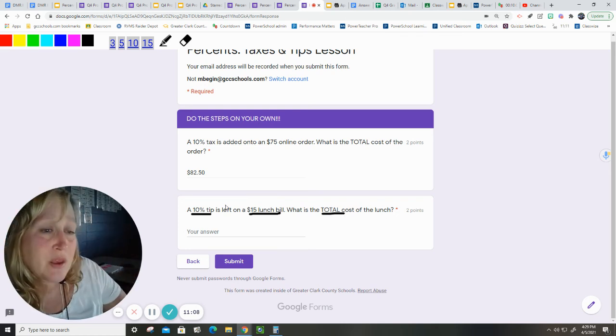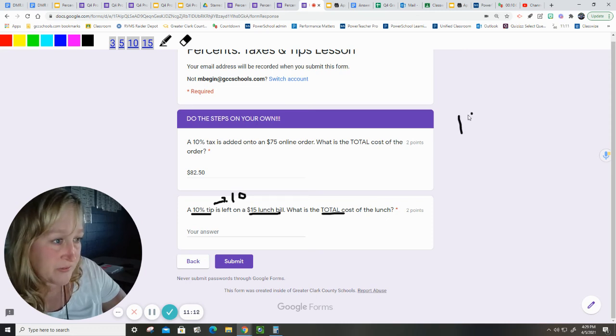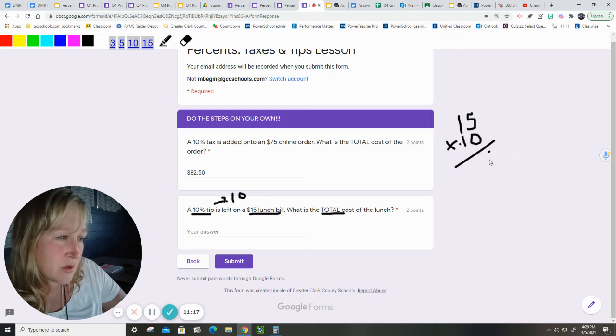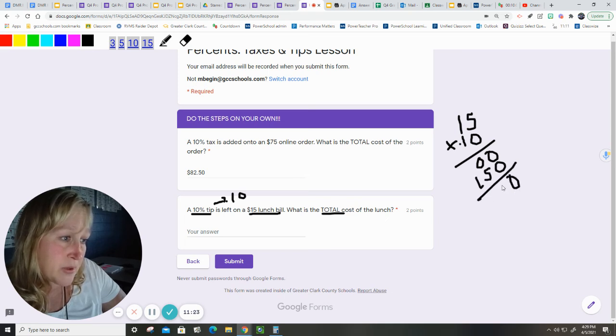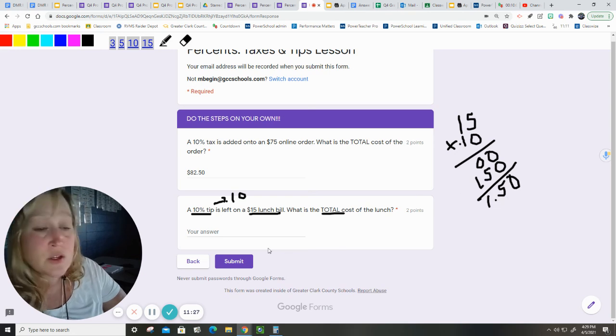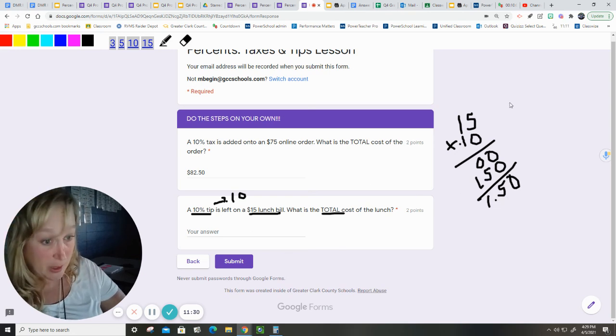All right, so I'm going to change this to 0.10. So 15 times 0.10, 0, 0. Hold the place value, 5, 1. Add them up, 0, 5, 1. I have 2 decimal places. So it's $1.50 is the tip.